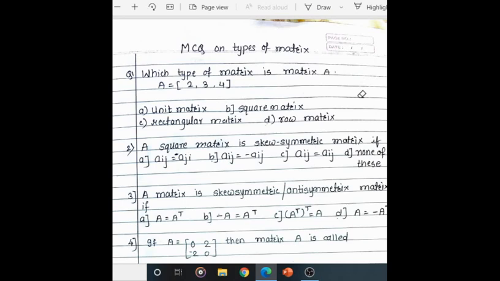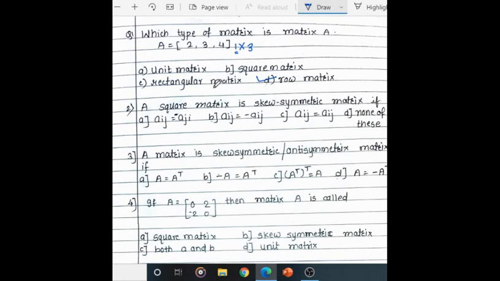Today we are going to learn the MCQs on types of matrix. First is, which type of matrix is matrix A? See, if we observe this matrix A, it is a matrix of 1 by 3. The number of rows is 1, therefore it is called a row matrix.